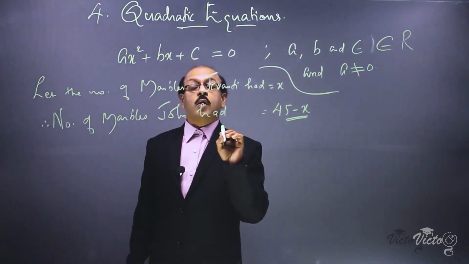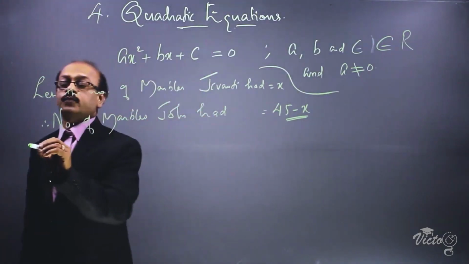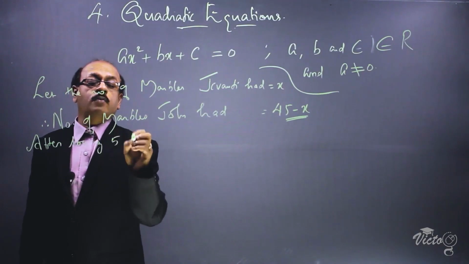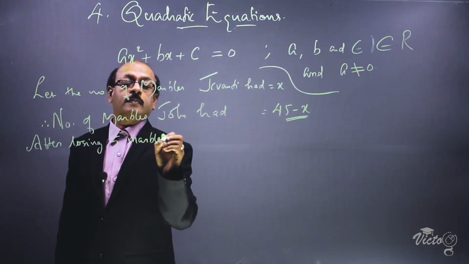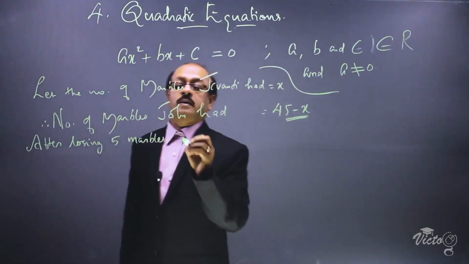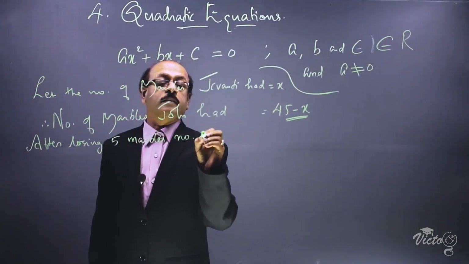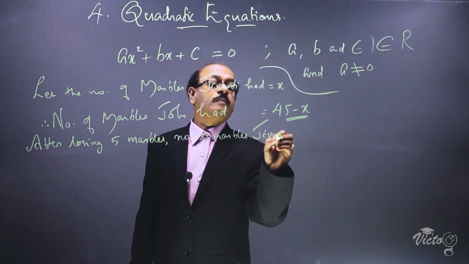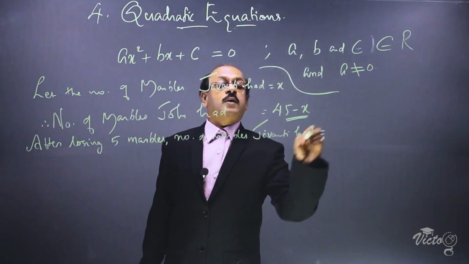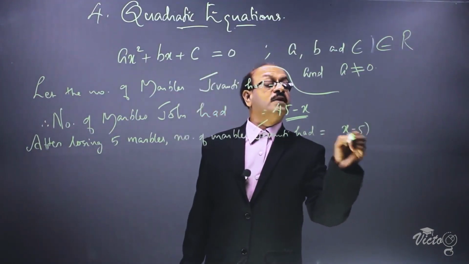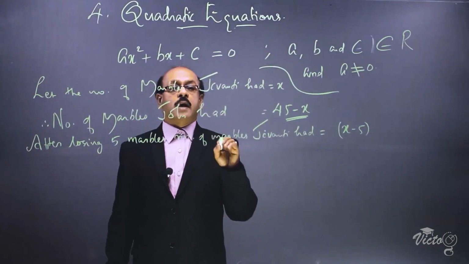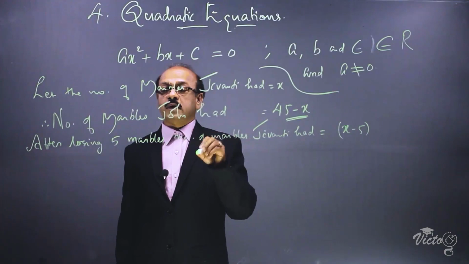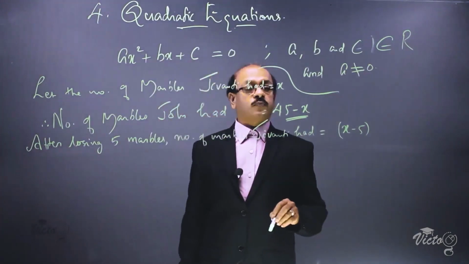Now, each of them lost 5 marbles. After losing 5 marbles, the number of marbles Jivanti had is equal to x minus 5. Initially he had x marbles. Now 5 marbles are lost. Therefore, the remaining number of marbles after losing 5 marbles is equal to x minus 5.